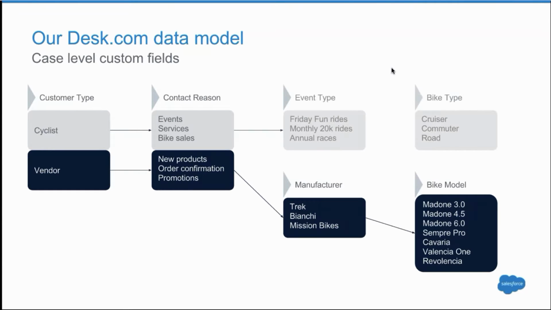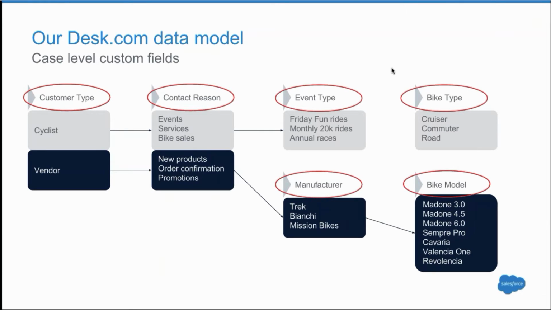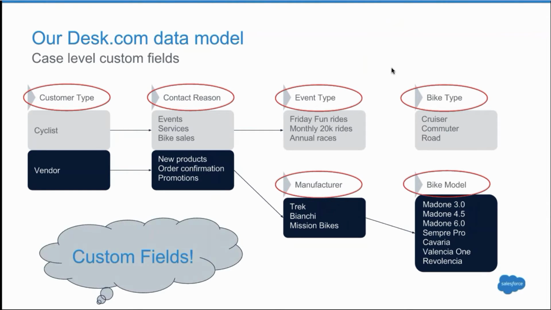So from my bike shop, these are the main things I get contacted about, and this is the information I want to capture for reporting purposes. When we start to configure our Desk site, the main categories seen here are going to be stored in what we call custom fields.